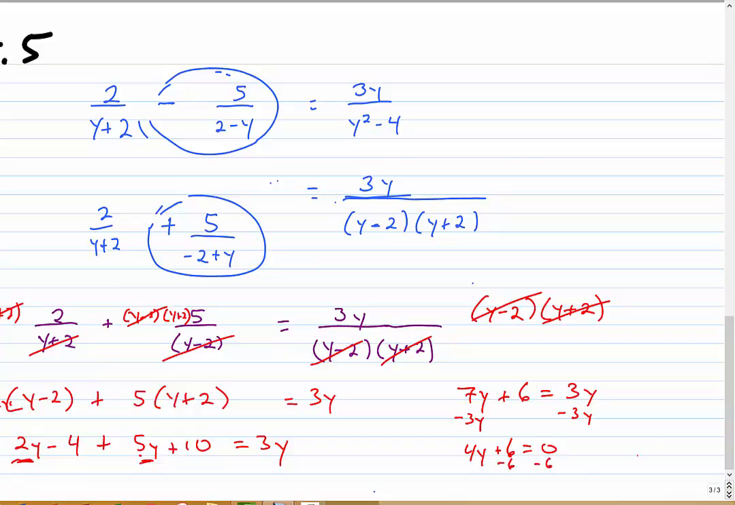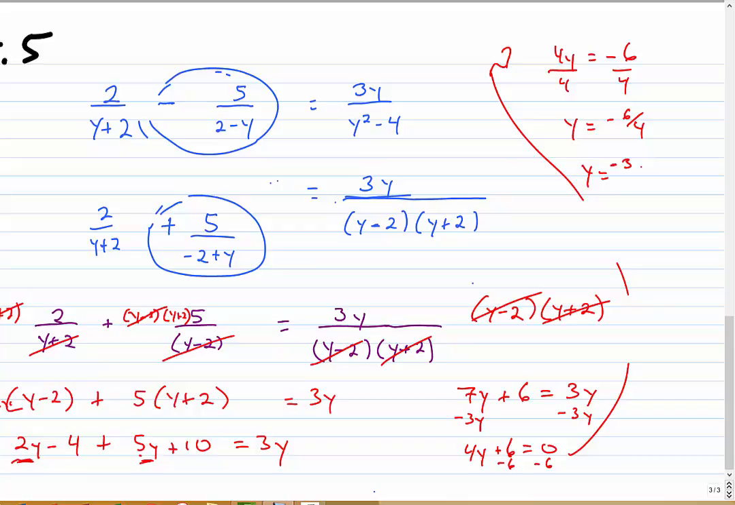Subtract the 6, subtract the 6. And that gives me 4y equals a negative 6. Divide by 4, divide by 4. So I'm left with y equals negative 6 fourths, which can be reduced down to negative 3 halves. And that's my answer for that expression. Hope that helps.